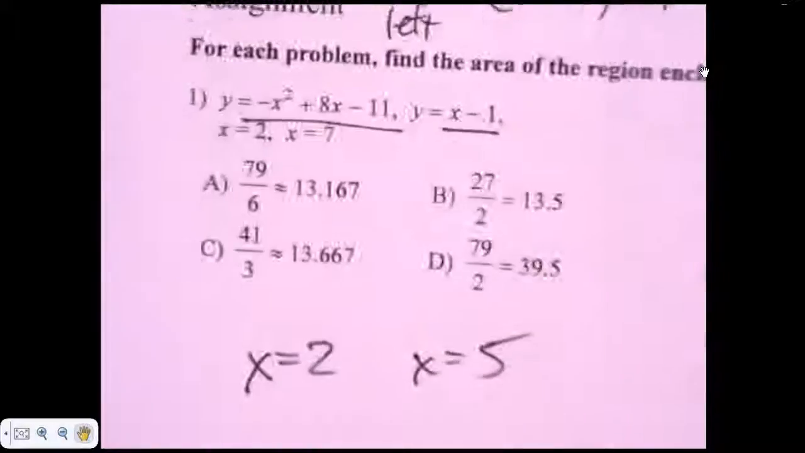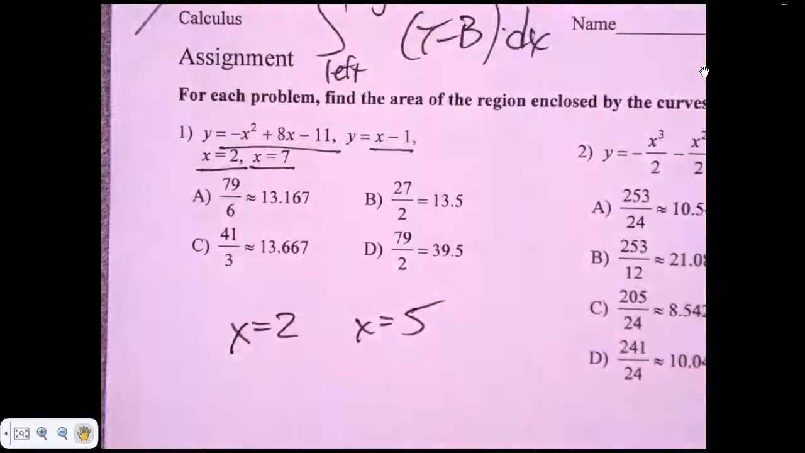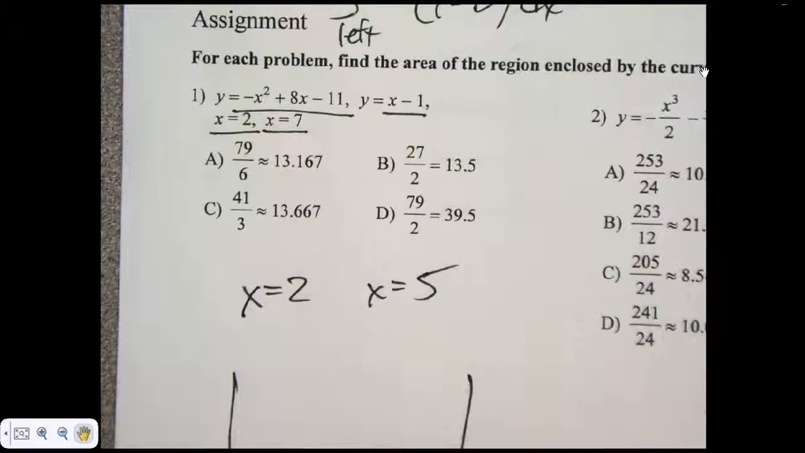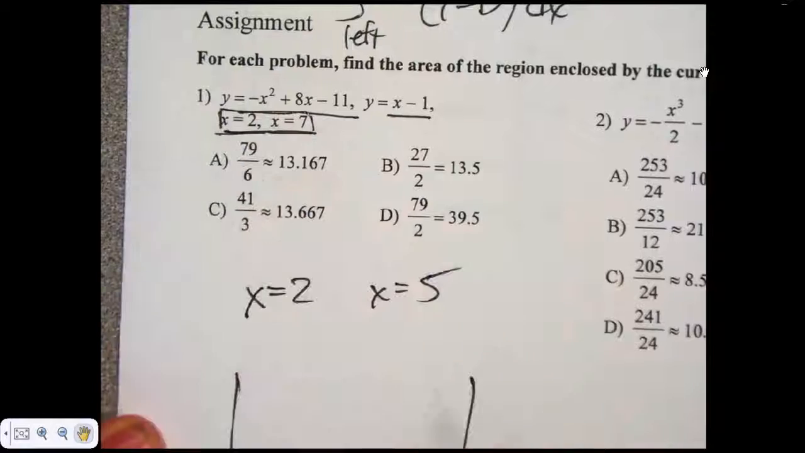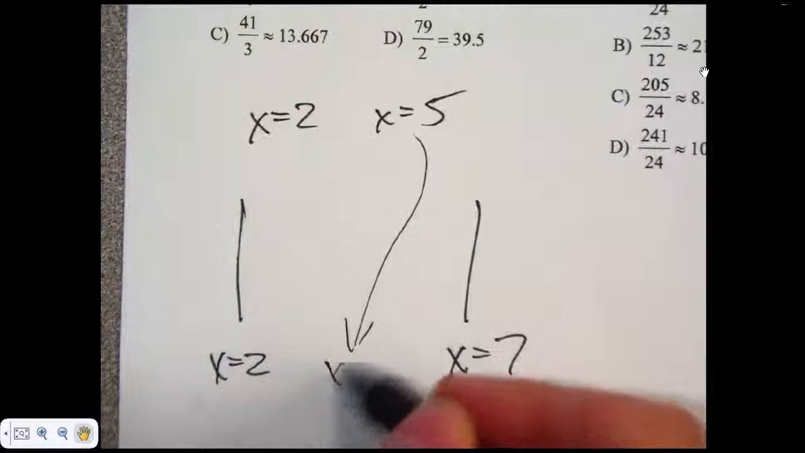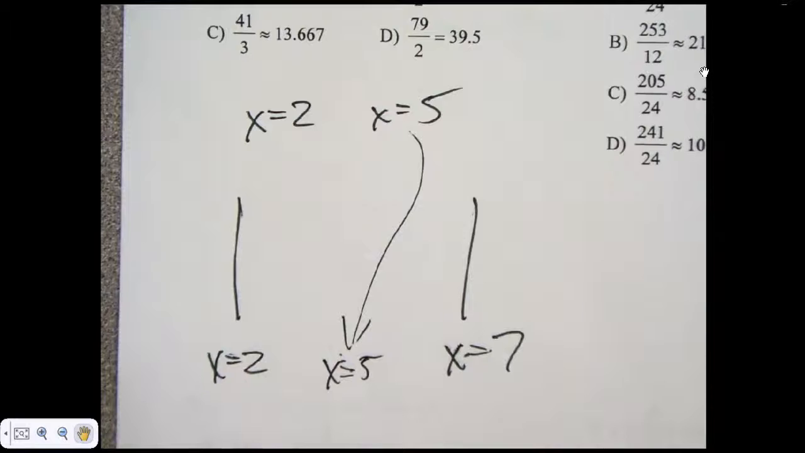Alright. The other issue here is they gave us 2 and 7. So at x equals 2, there's a boundary, and at x equals 7, there's a boundary. That's what the original question tells us. But the two graphs must intersect at x equals 5, somewhere in the middle. So that tells us the critical points deal. If we have 3 intersection points, how many integrals am I going to have to make?